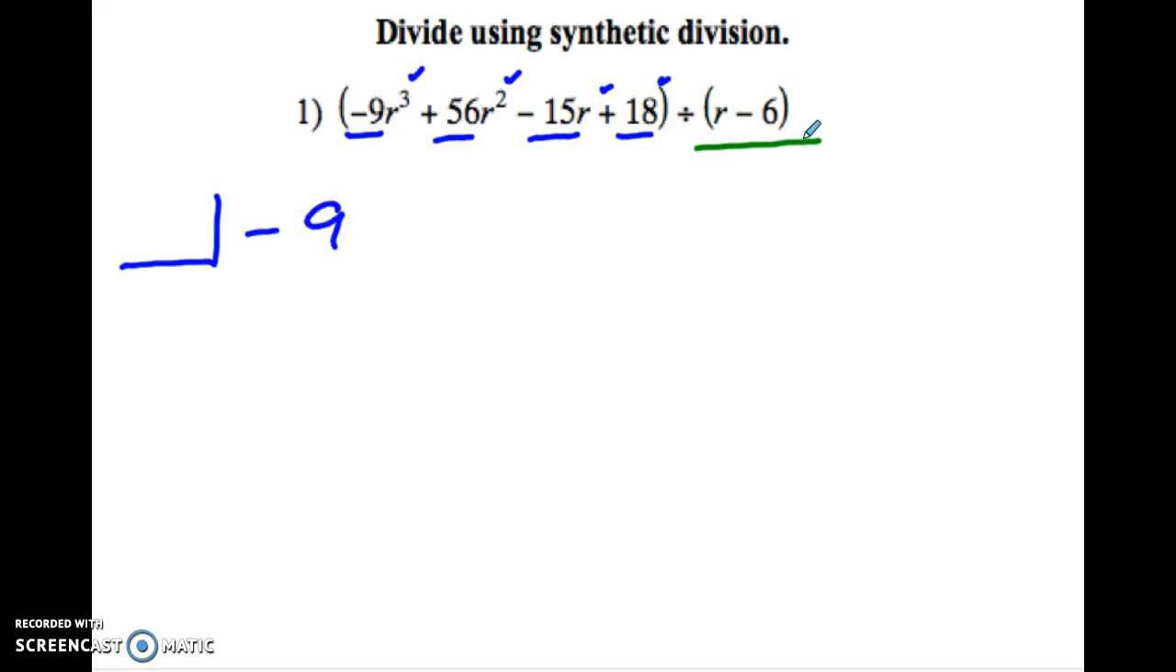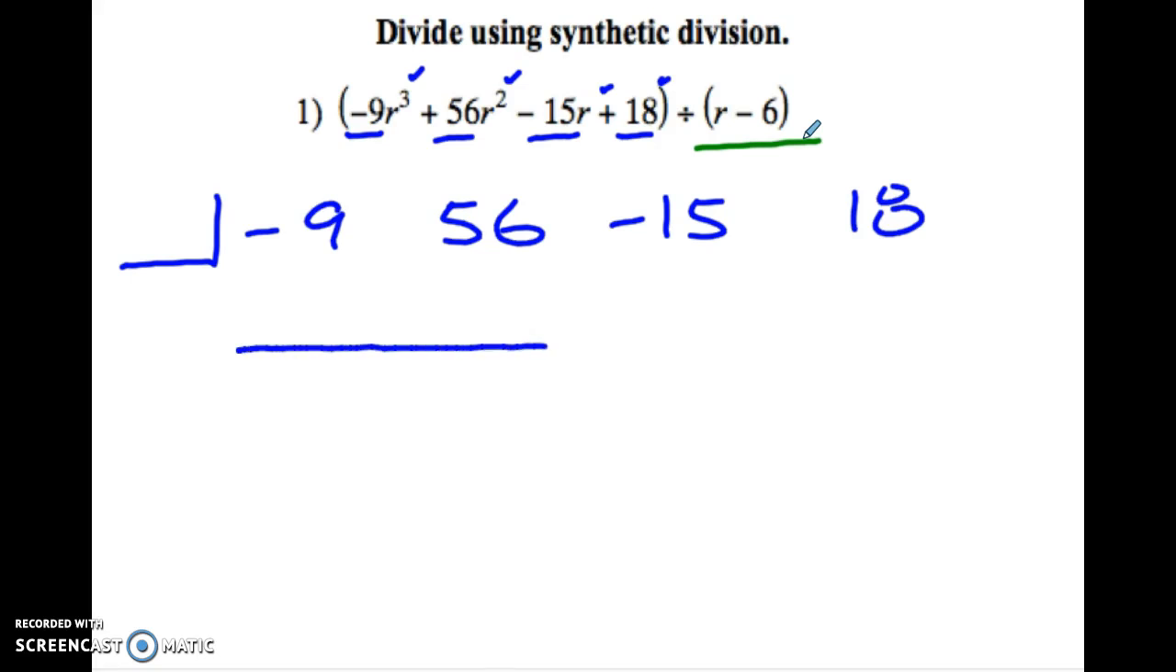So, next to the little box, we're going to start writing the coefficients. So the -9, which was in front of the r cubed, the 56, which was in front of the r squared, the -15 that went with the r, and the constant 18. You will then want to leave a space because we will be writing numbers immediately below. We'll put a line, and underneath the last number we're going to put another box where we're going to end up with our remainder.